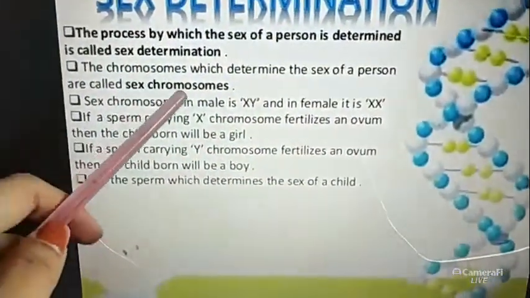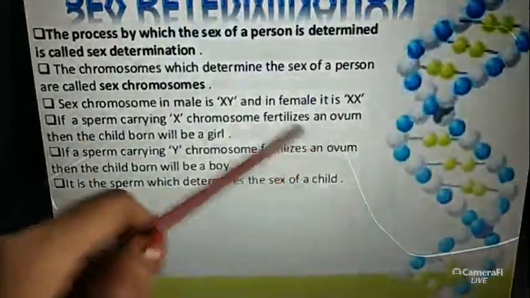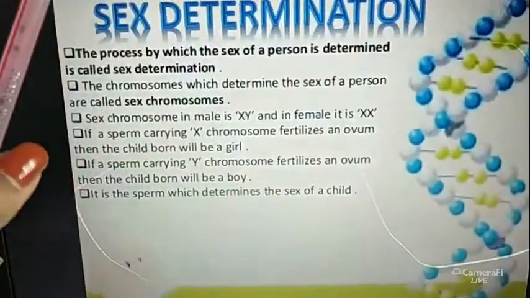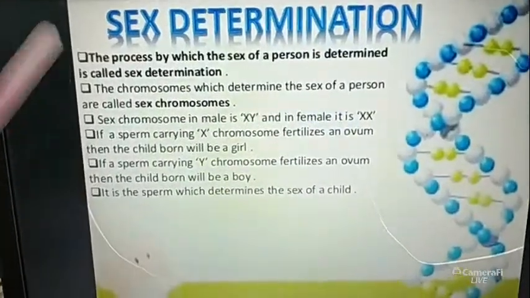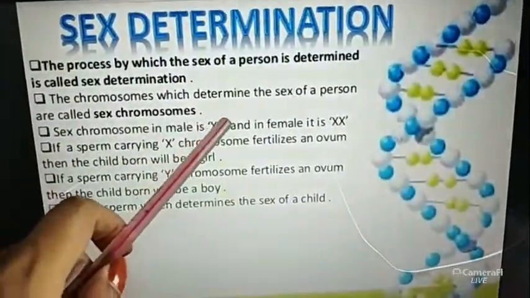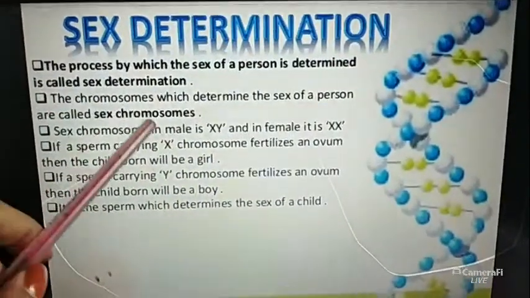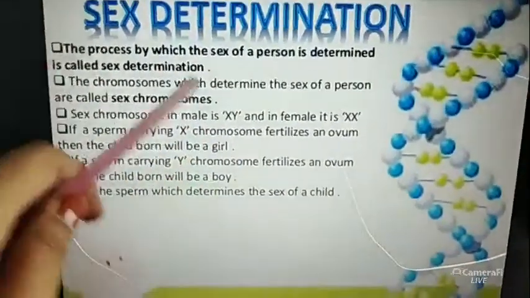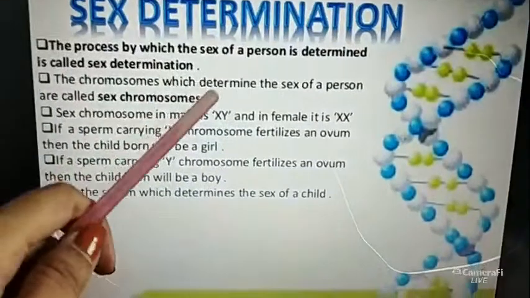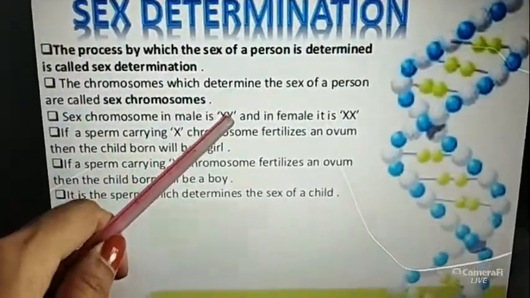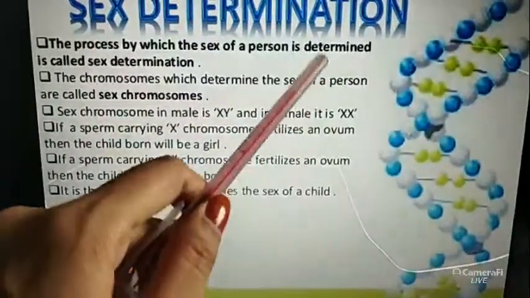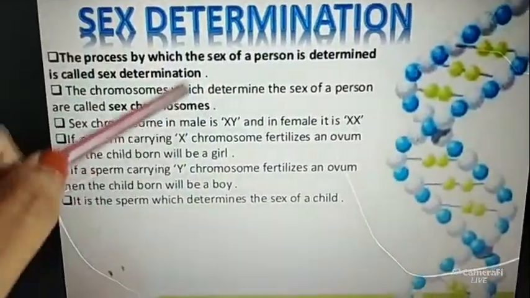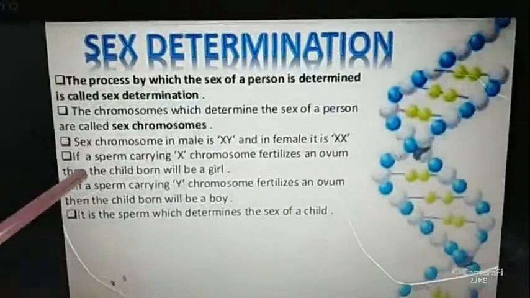So if a sperm carrying an X chromosome fertilizes the ovum, then the child born will be a girl. Why? Because when the gametes come together and form a zygote, it is restored to the diploid state. The testis contains two types of chromosome, X and Y, so one sperm carries either an X or a Y chromosome during fertilization, and the ovum always contains X because it does not have the variety.